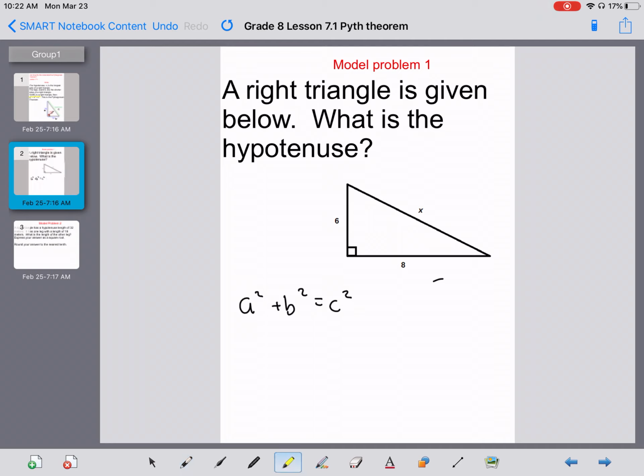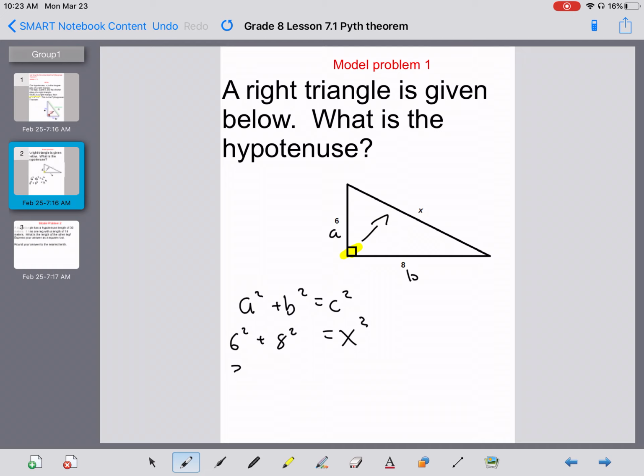Since my right angle is here, opposite my right angle will always be my C value. So that will be C is X, so I have X squared. The other two sides, it doesn't matter which one is which. So I'm just going to make this my A and 8 my B. So I have 6 squared plus 8 squared equals X squared.